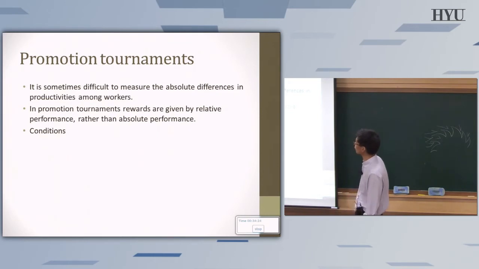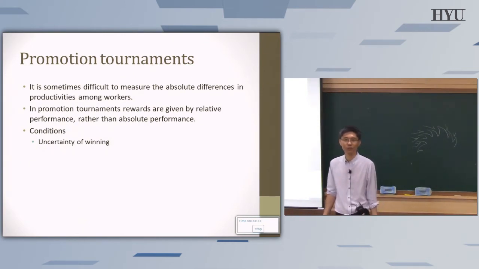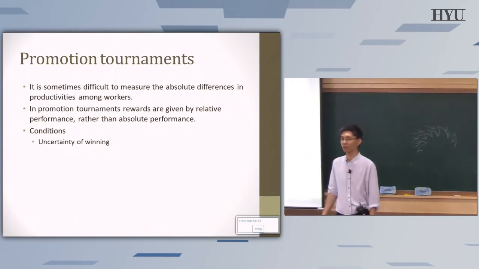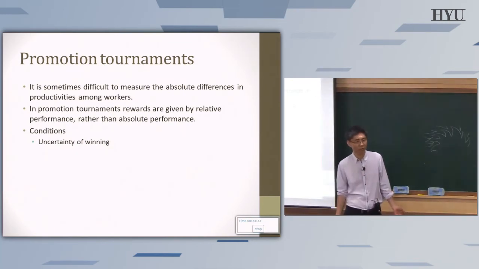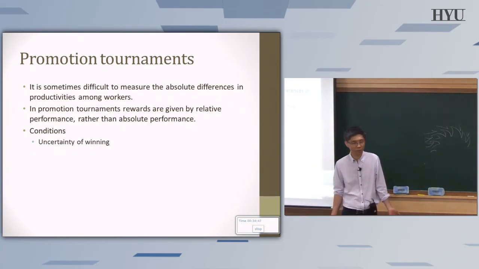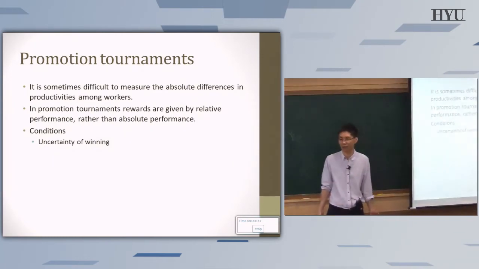So for promotion tournaments to work, there are certain conditions. First thing is the uncertainty of winning. You should not be able to know in advance who's going to win. If the winners are obvious, nobody will work hard. Winners, they're going to win, so they will not work hard. Losers, they know that they're going to lose. What's the use of working really hard? So at first, you should not know who's going to win. It's like a sports game.